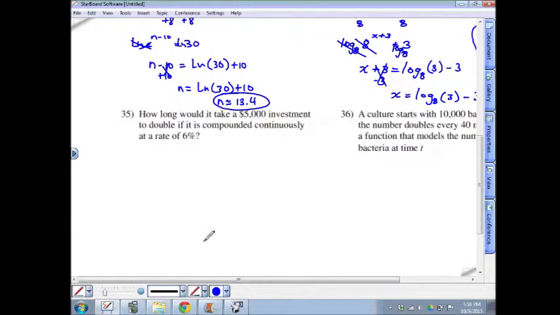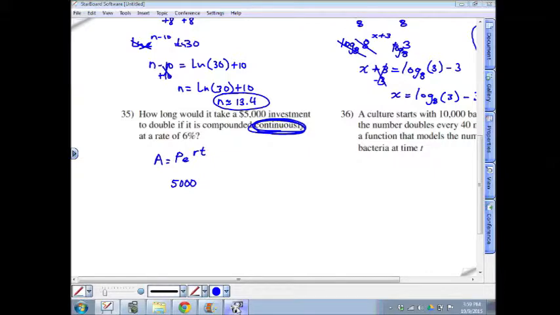Okay, question 35. How long would it take a 5,000 investment to double if it's compounded continuously? And there's the key word right there. This is continuously compounding interest. So right off the bat, you ought to be thinking about this formula, where A is the future amount, P is the principal investment, that's what you start with, R is the interest rate, T is time.